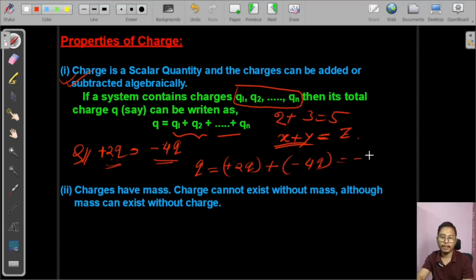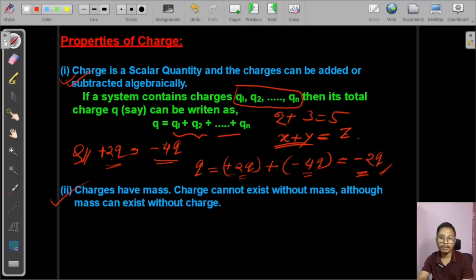Then what will be the result? Minus 2q charge, the total charge. That means minus 2 and plus 2 will be cancelled by each other. Understood? In this way, charges are cancelled. The additional charge is the total charge of the system. This additional charge is in minus sign, right? This way you can get the total charge. Okay, then come to the next one.